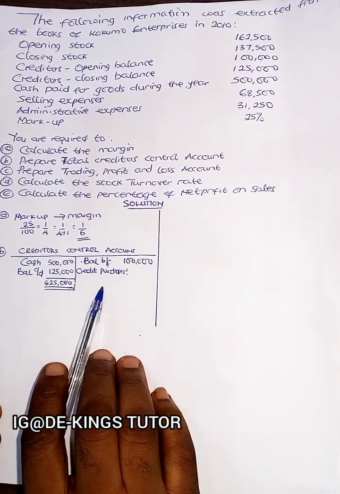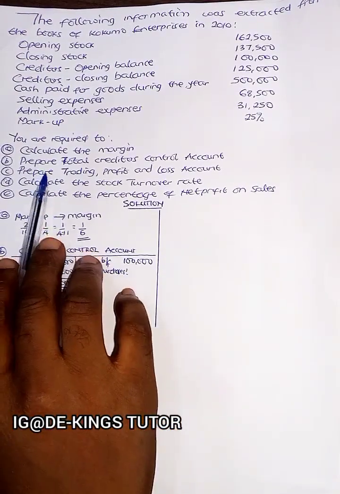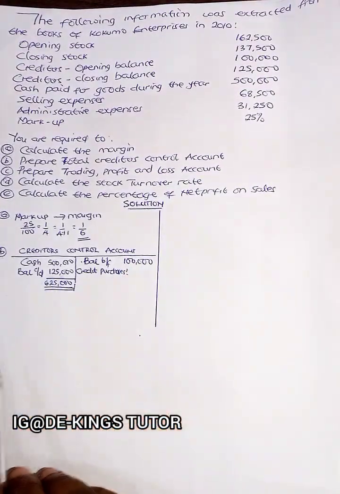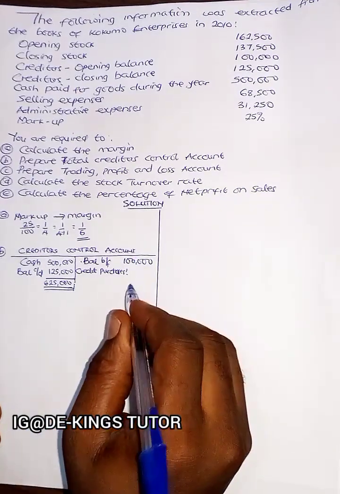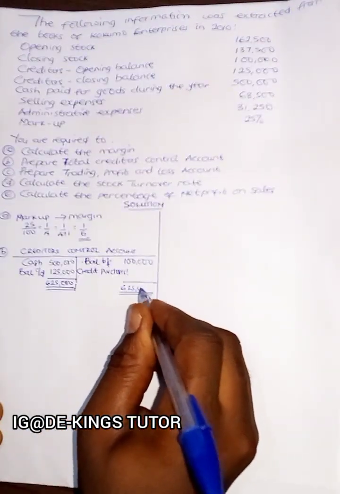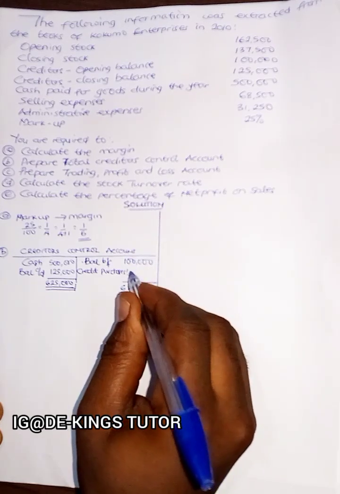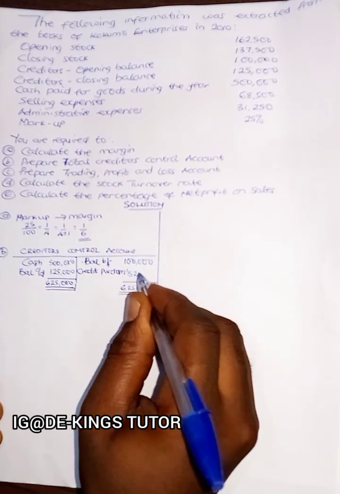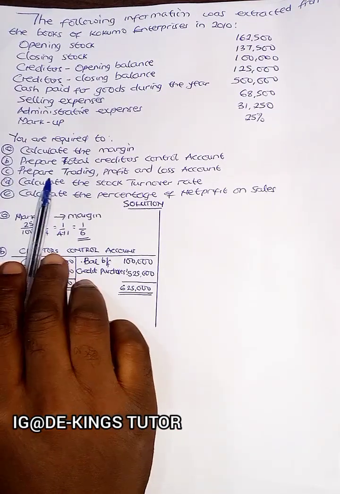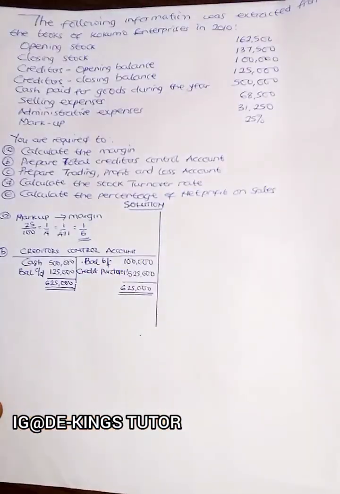Credit purchases. That is the reason for preparing this, because they are asking us to prepare the trading profit and loss account and we are not given purchases, so it is these purchases that will be used there. So credit purchases. 625,000 minus 100,000 will give us 525,000. Okay, so that is that. B. The next one, C. Prepare trading profit and loss account.